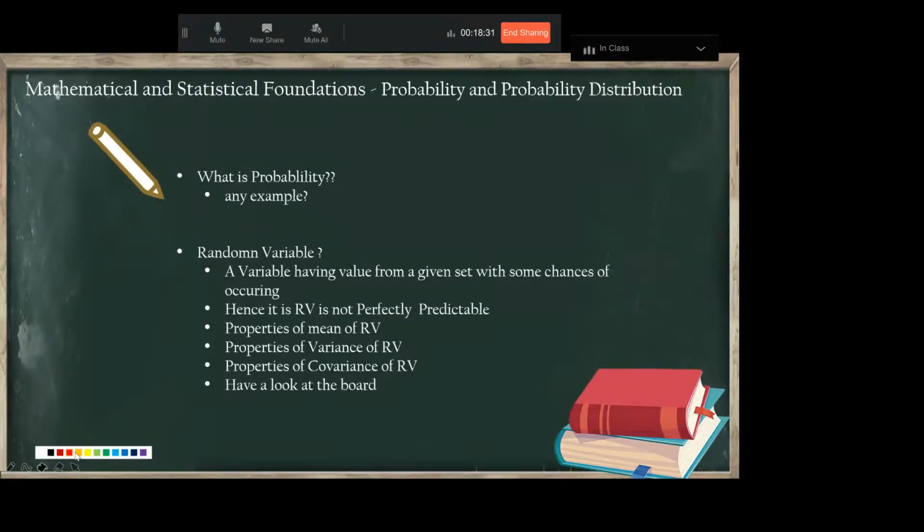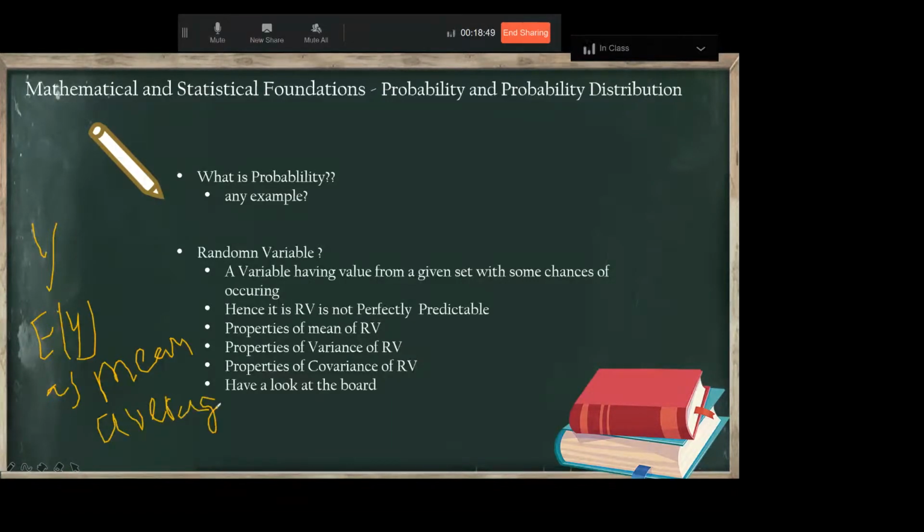So if y is a random variable, then expected y can be shown as the mean or average. You know average, right? You sum all the points and then divide it by the total sample size. We will use it later on, but it has different properties.